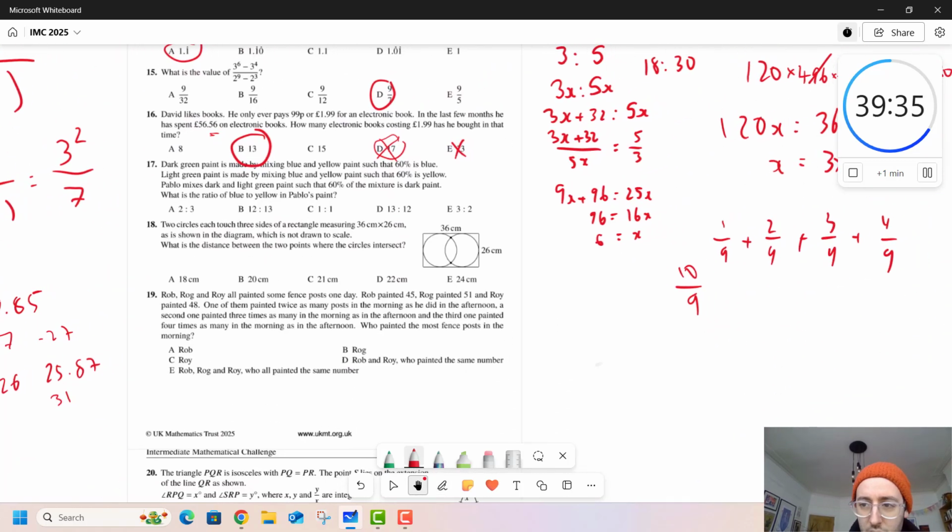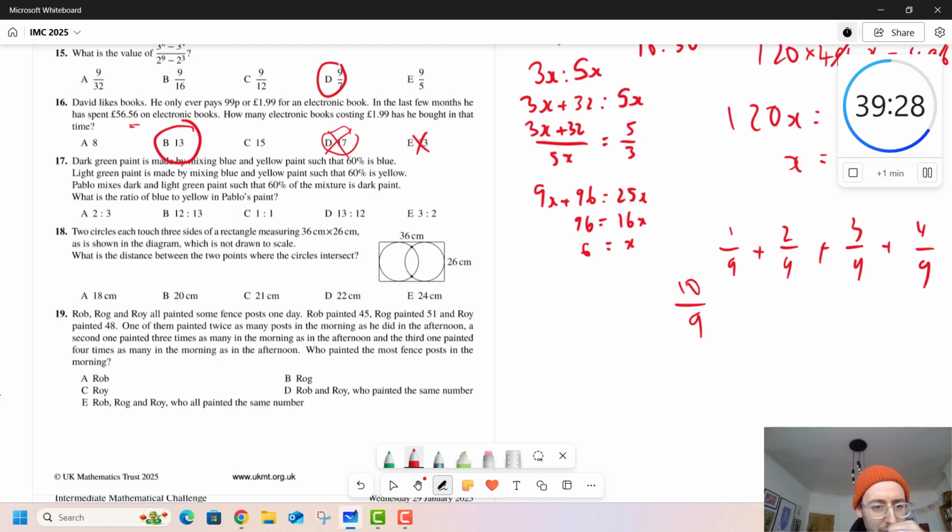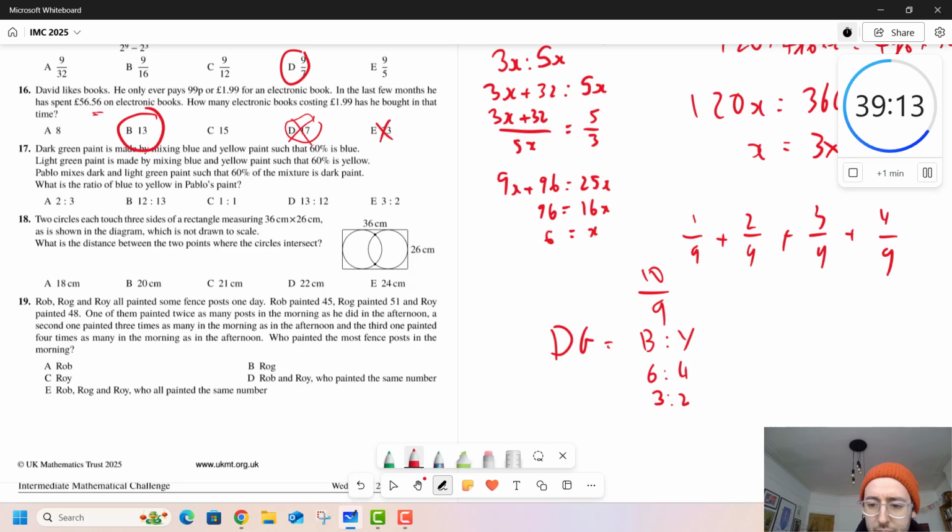Okay, dark green paint is made by mixing blue and yellow paint, 60% blue. So 6 to 4, so 3 to 2. Light green is mixing blue to yellow in the ratio 60% yellow, so 3 to 2. Then the dark and light paint are mixed, so that 60% of the mixture is dark paint.